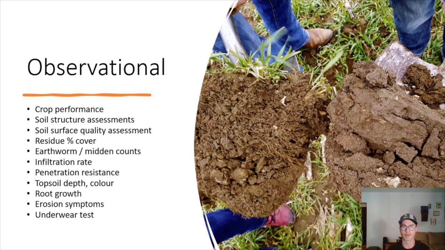So I've got a list here of some that I've thought of. I'll go through some of these in a bit more detail, but things like crop performance, right? If the soil's healthy, well, it should grow a good crop. And soil structure is really an important one. Surface quality, percent residue cover, earthworm or earthworm midden counts, infiltration rate, how fast the water soaks into the soil, penetration resistance, how hard it is, is the topsoil nice and deep, and does it have a nice dark color? Are those roots growing the way they should to be able to get everything that they need? Are there symptoms of erosion that Kevin might have mentioned earlier? And yes, the underwear test.